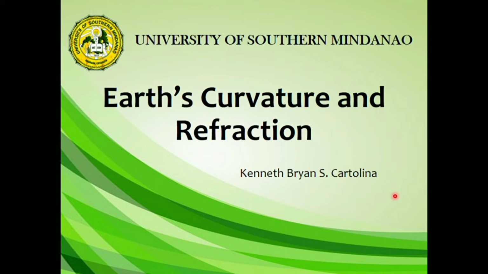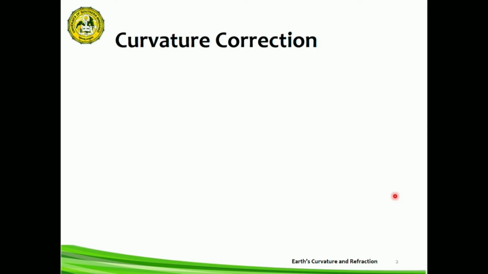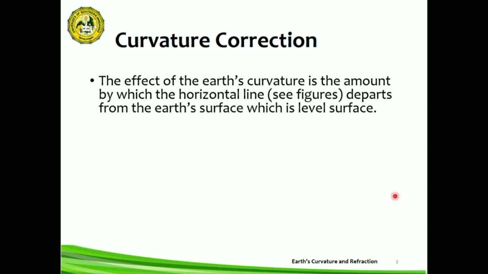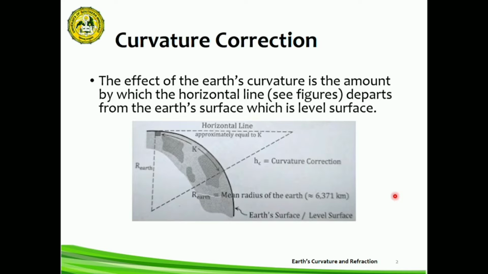Curvature correction. It is the effect of the Earth's curvature, the amount by which the horizontal line departs from the Earth's surface, which is the level surface. Kung nakikita nyo dito sa figure, ito po yung tinatawag nating horizontal line which is approximately equal to K at yung K po natin is the horizontal distance of level surface distance in kilometer.